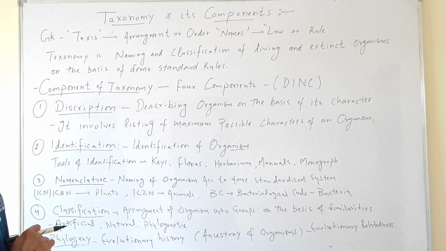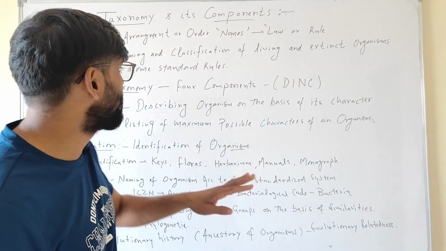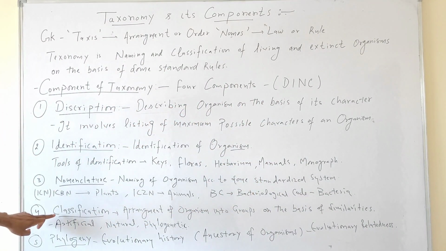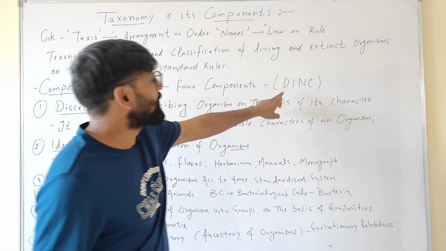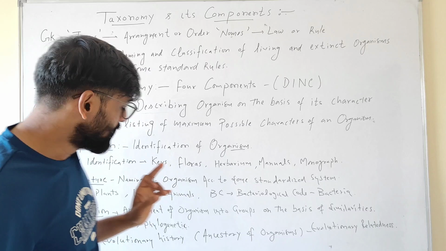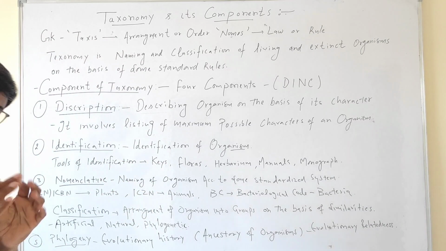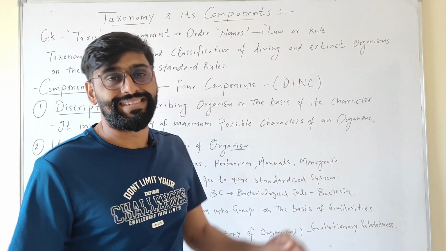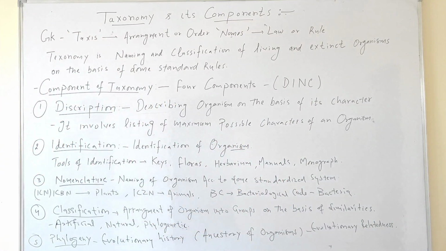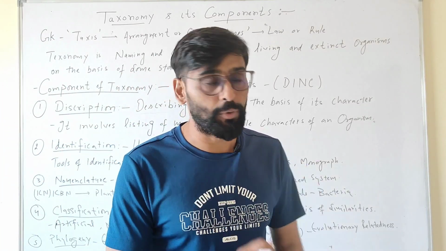What are the components of taxonomy? Classically, traditionally, taxonomy has four components. These are description, identification, nomenclature, and classification. In abbreviated form, you can write DINC. But recently, a fifth one has also been added, which we will discuss later. So basically, it has four components: DINC, description, identification, nomenclature, and classification. Now, let's understand these components.